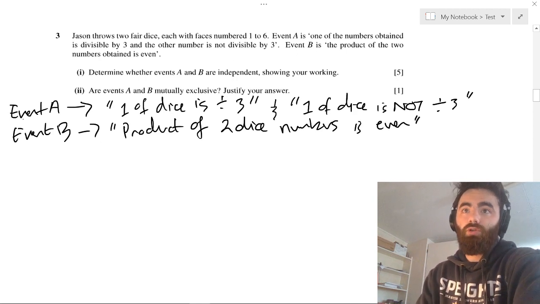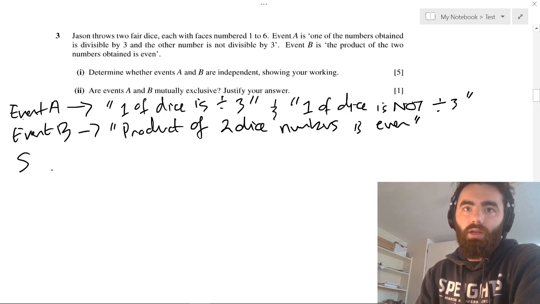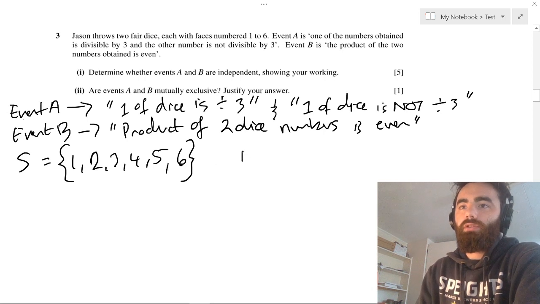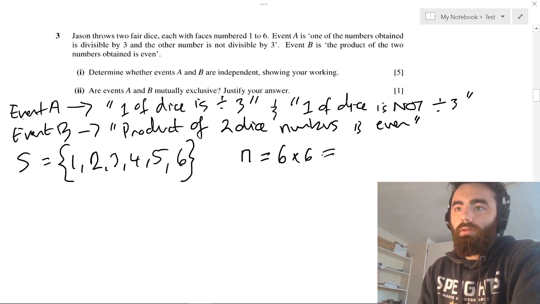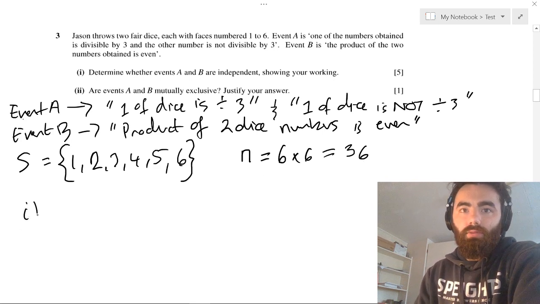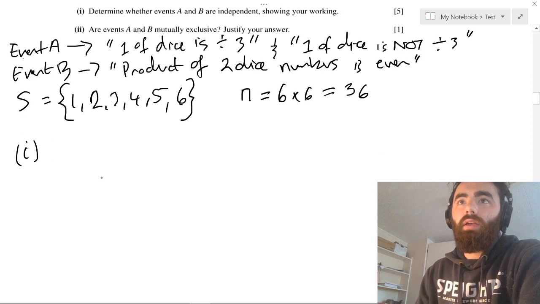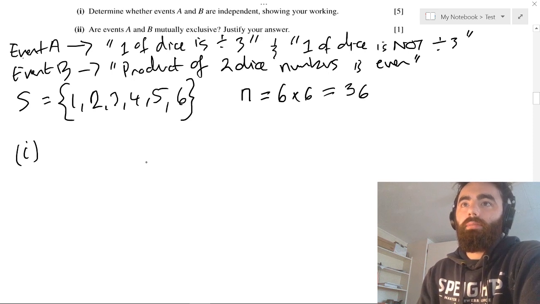Cool, and we're throwing two dice, so we could call it our sample set. We're going to have 1, 2, 3, 4, 5, 6 twice. So the total number of possibilities is going to be 6 times 6, right? You can write them all out if you want, but it's 6 times 6. Now determine whether events A and B are independent.